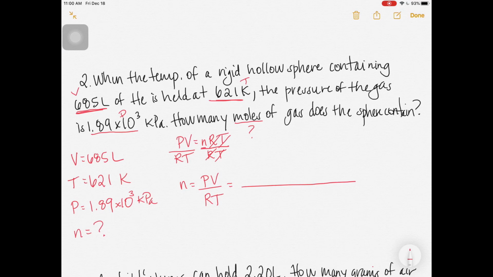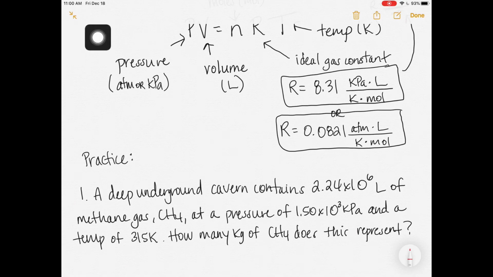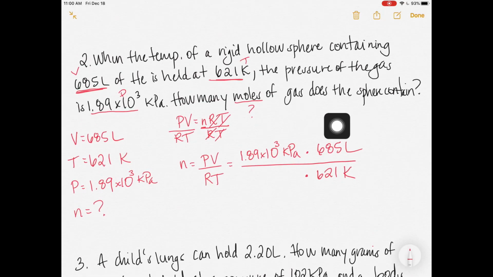It's fairly simple. So I know my P, it's 1.89 times 10 to the third kPa. I know my volume is 685 liters. I'm going to skip R for just a second. I know my temperature is 621 Kelvin. Now, remember we have two values of R that we can use. One has units of kPa and one has units of atm. Since in this problem I was given a pressure in units of kPa, I want to use the value for R that has kPa so that my units cancel.